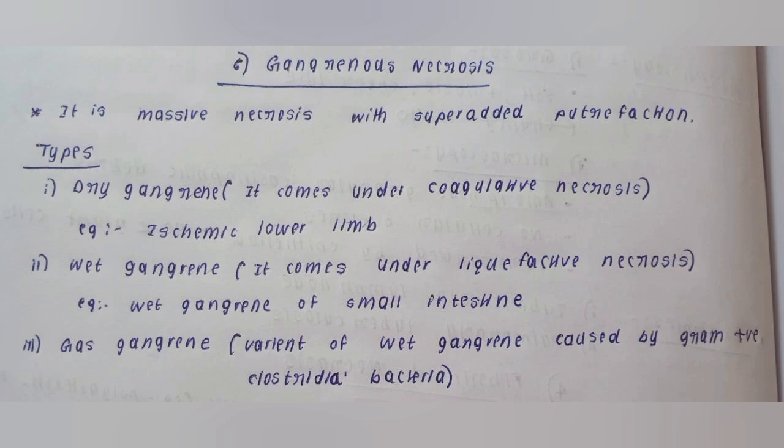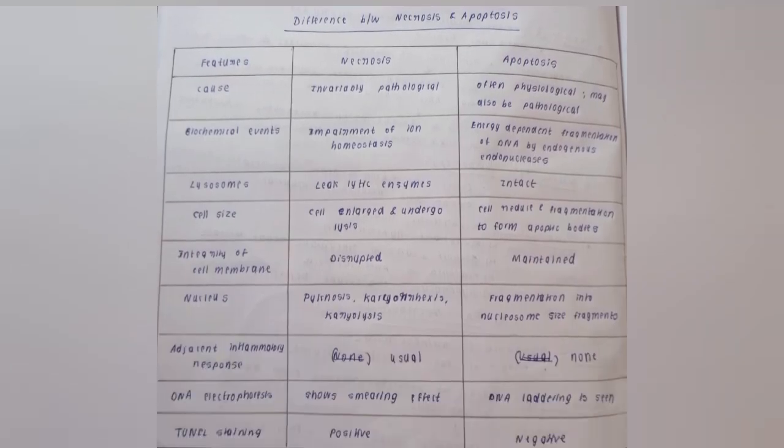Coming to gangrenous necrosis, it is a massive necrosis with superadded putrefaction. We can classify it into dry gangrene, wet gangrene, and gas gangrene. But moreover, all these gangrenes are variant types of the necrosis which have already been discussed. For example, dry gangrene comes under coagulative necrosis itself. The example is ischemic lower limb. Again, the cause is ischemia, which we discussed in coagulative necrosis. Similarly, wet gangrene: the example is wet gangrene of small intestine. There again, basically pus formation and all those things take place. So it comes under liquefactive necrosis.